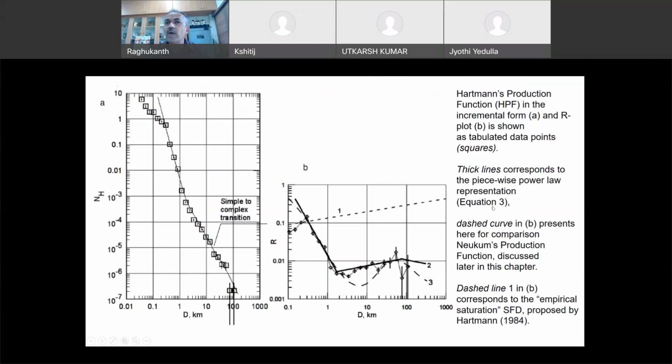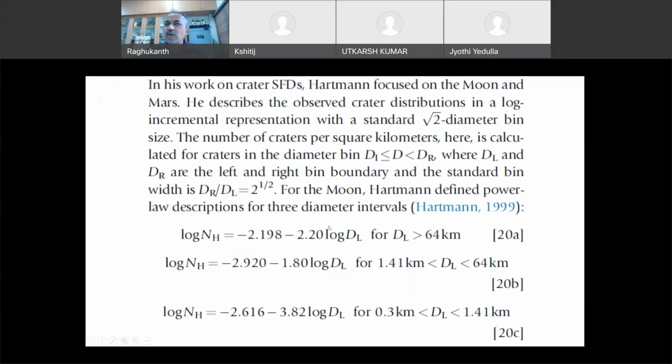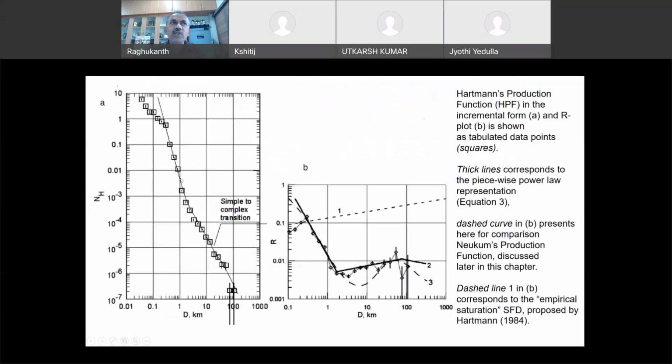Now the same plots, instead of looking at them in a cumulative plot here, you can also look at them in an R plot. R is nothing but the derivative, differentiating this itself. So you can see, this thing you cannot observe clearly in the cumulative plot, one straight line, that is 1.41, sorry.